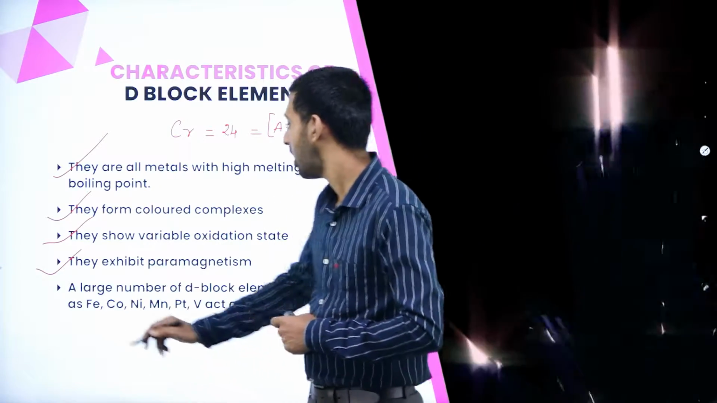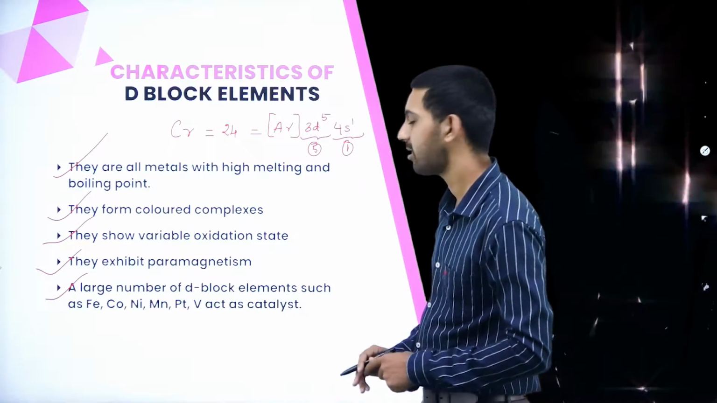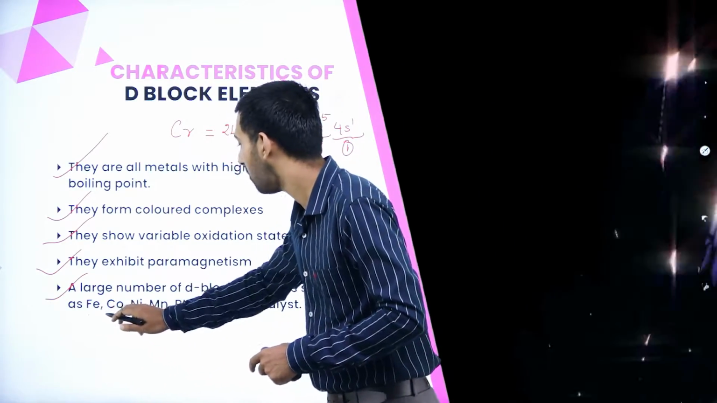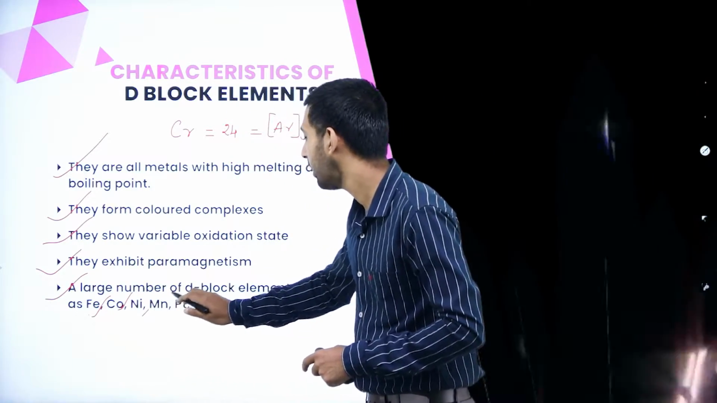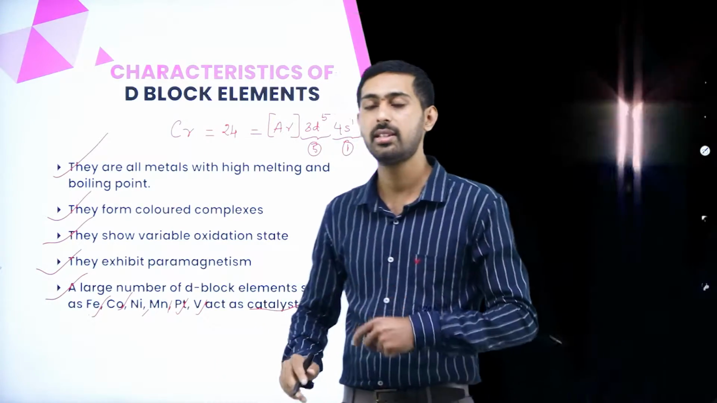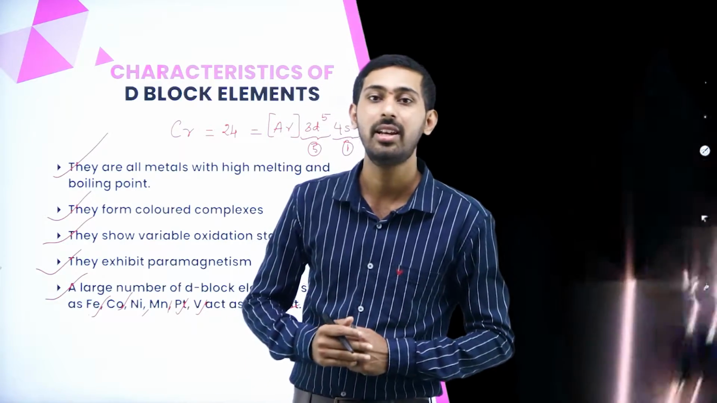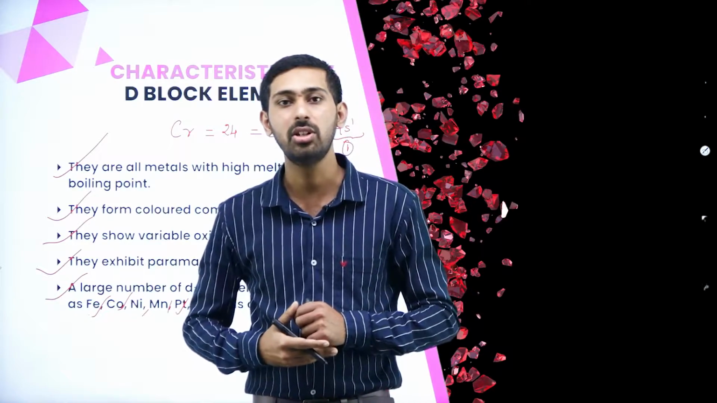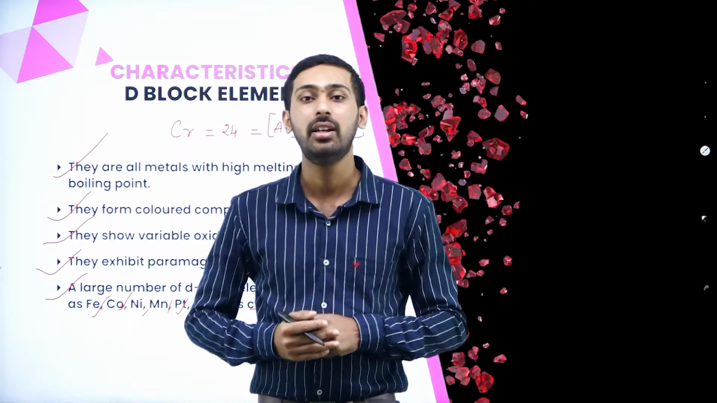Next, a large number of d block elements such as iron, cobalt, nickel, manganese, platinum, vanadium act as catalysts. What is the role of a catalyst in a reaction? To increase the rate of the reaction.